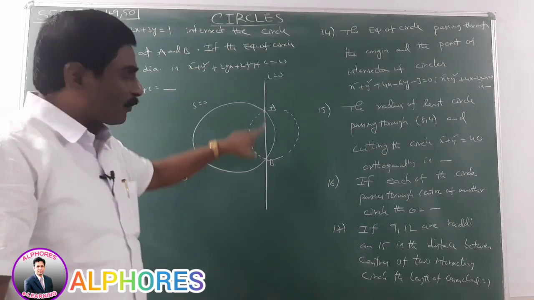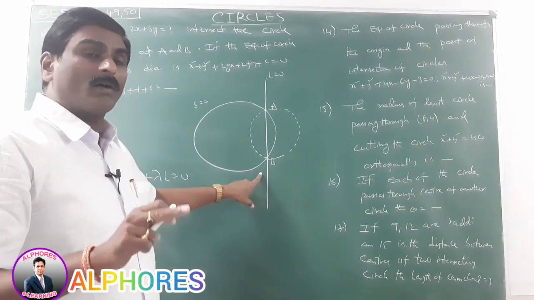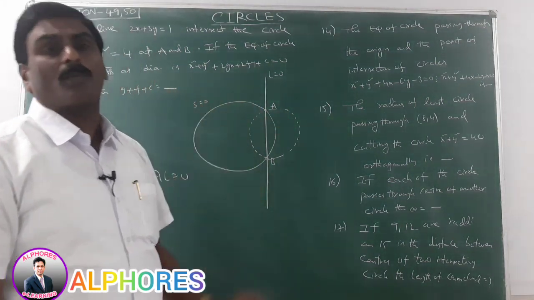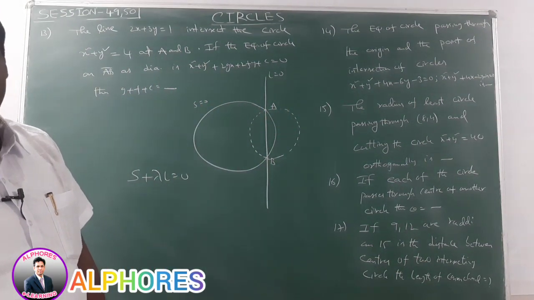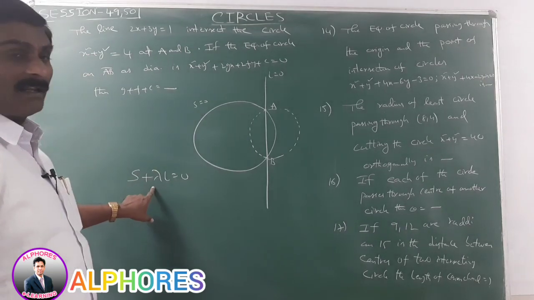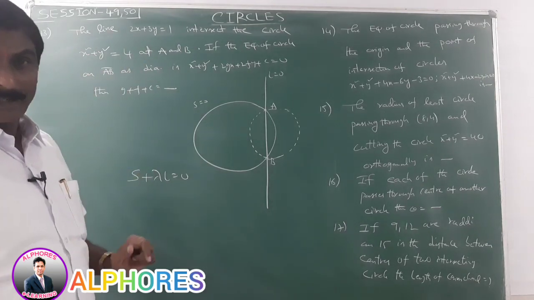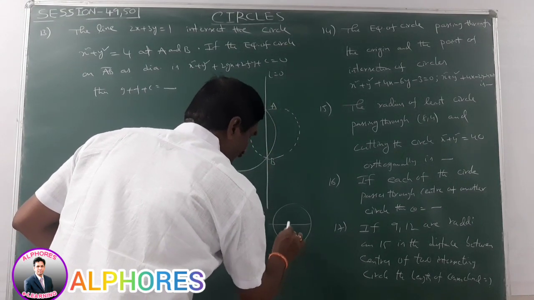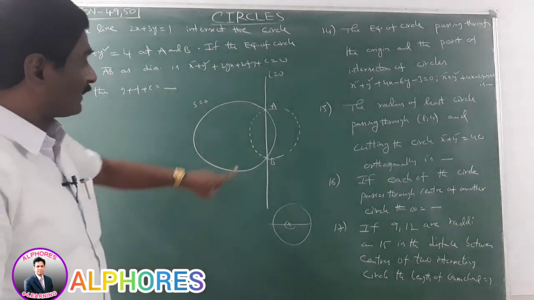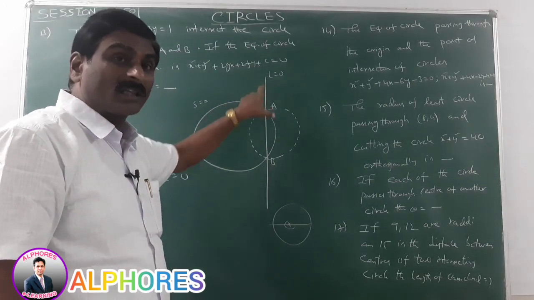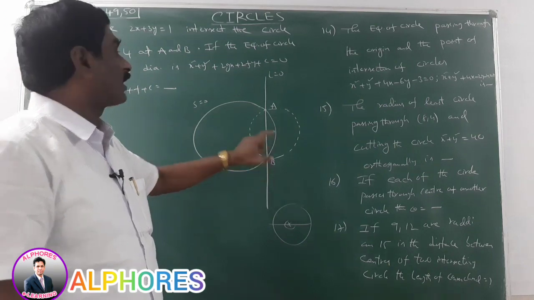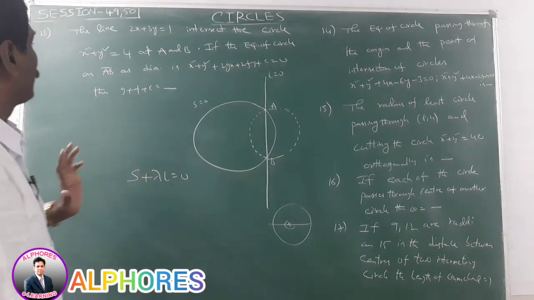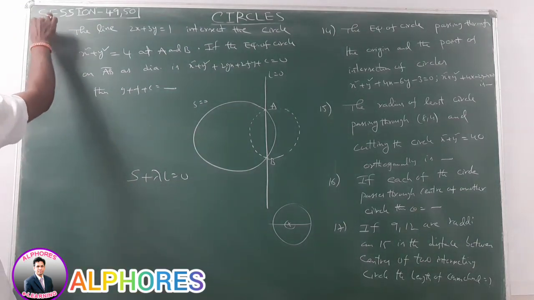In this case, we have 2 points. From the 2 given points, how many circles can we draw? We can draw an infinite number of circles. Any circle passing through these 2 points is S + λL = 0. But here AB is the diameter, so the center must lie on the diameter AB, that means on the line L = 0. By using that property, we find λ. Very important. Please note this diagram.